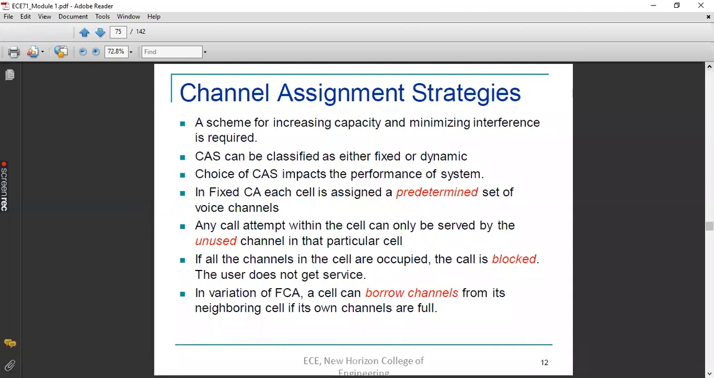So how are we going to assign the channel? We need to follow certain rules and regulations. The motivation, or the objective, of assigning a channel is to minimize the interference and increase the channel capacity. Our objective is to increase the channel capacity because the spectrum is limited and we need to accommodate the entire subscribers in the given spectrum.